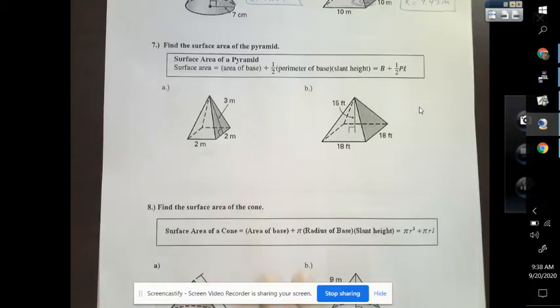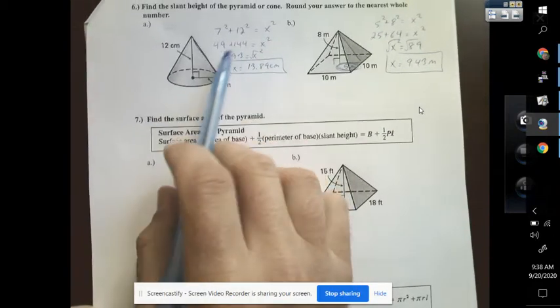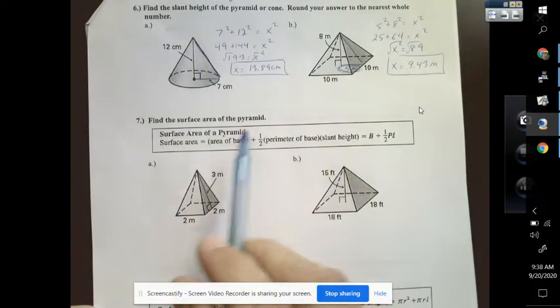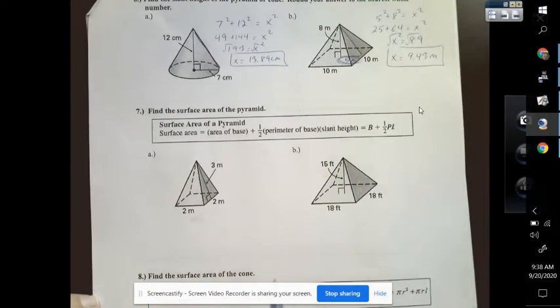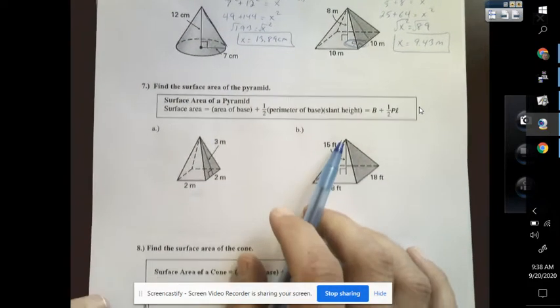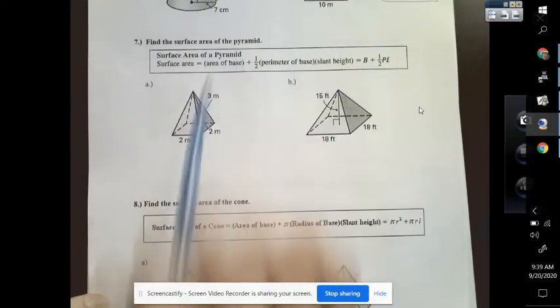So we just finished talking about surface area and slant height, and how to find the distance going down the side of our polyhedrons. Now we're going to take a look at how to find the surface area of pyramids and cones.